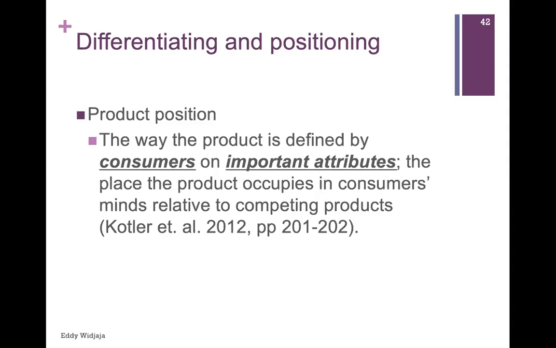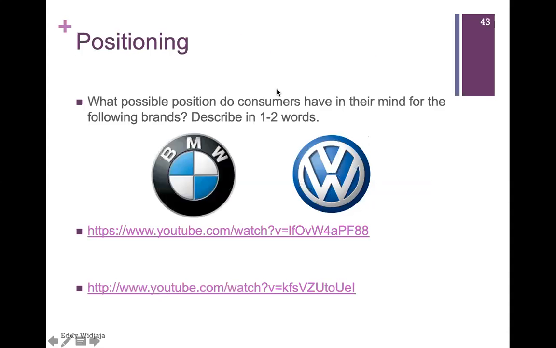It is actually the way the product is defined by the consumers based on its important attributes. So how do we know the important attributes? It's research. It's defined by the consumers. In other words, it is actually the specific place that the product occupies in the consumer's mind relatively in the competition. So that's what we mean by positioning.